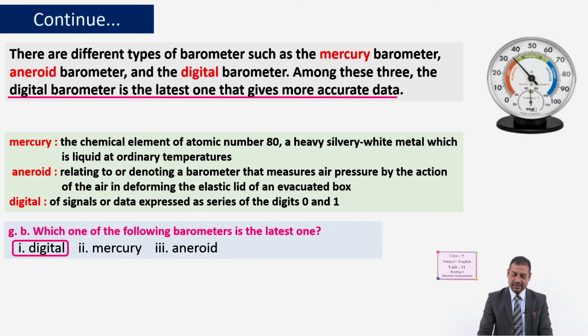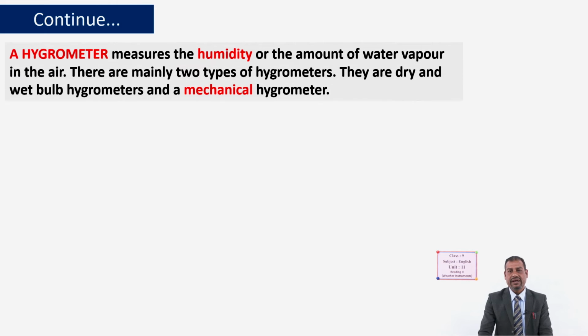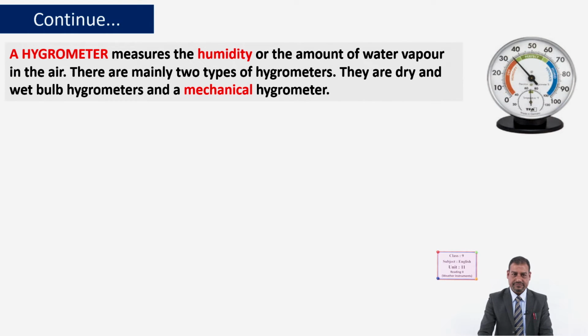Okay. Dear students, now again we have another paragraph. A hygrometer. So what does it mean? First of all, let me read it. A hygrometer measures the humidity or the amount of water vapor in the air. There are mainly two types of hygrometers. They are dry and wet bulb hygrometers and a mechanical hygrometer. Now you all read this paragraph yourself.